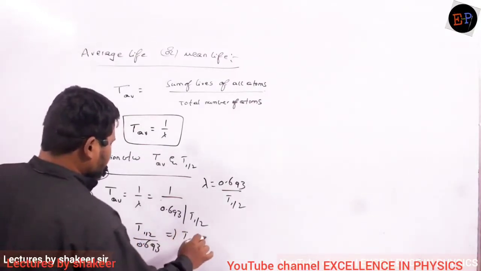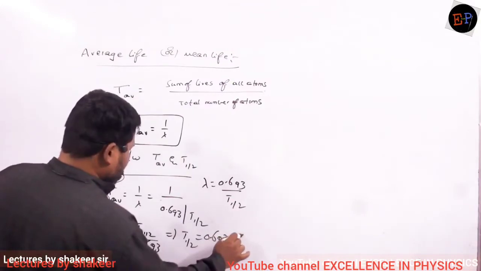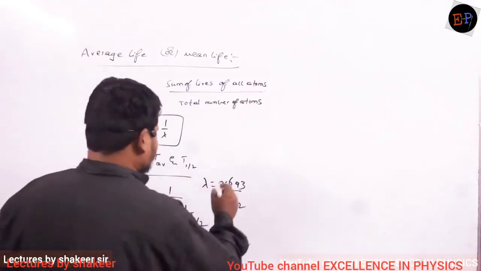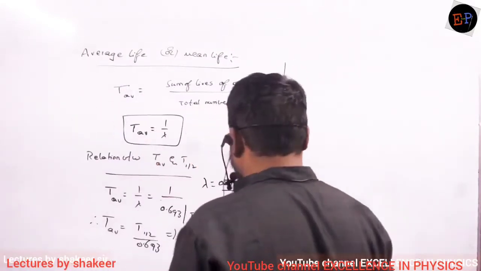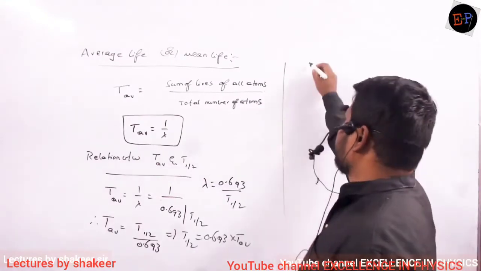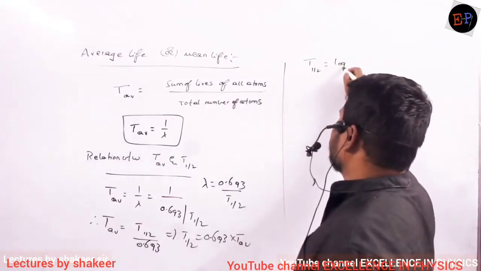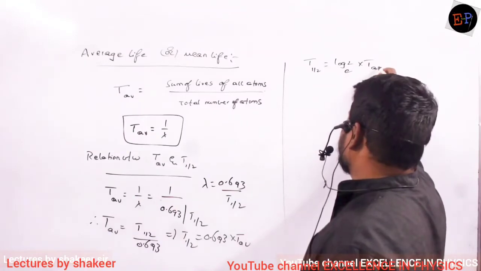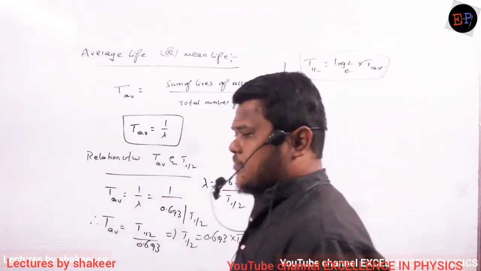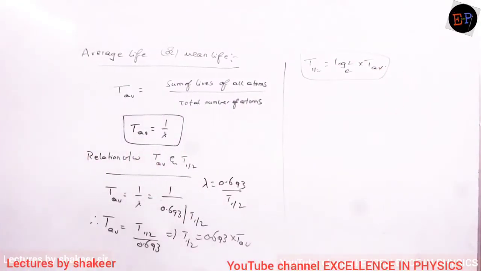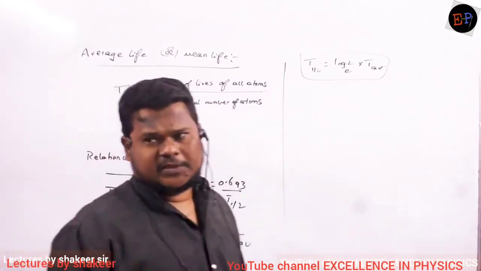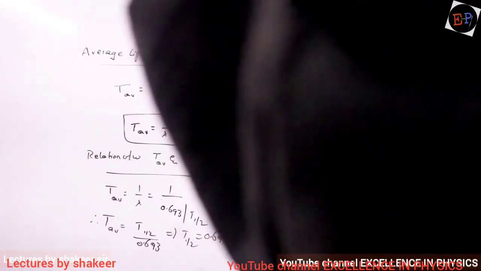So therefore half life is how much? 0.693 multiplied by T average, or also you can write, 0.693 is nothing but log 2 to the base e, no? So T1 by 2 can be written as log 2 to the base e multiplied by T average. So this is the relation between half-life and T average. Understood? So these relations you should remember.